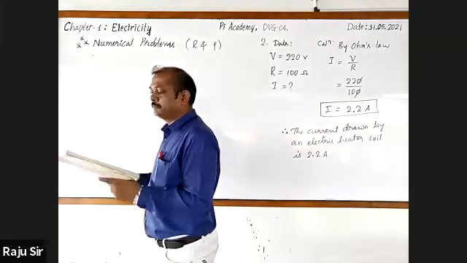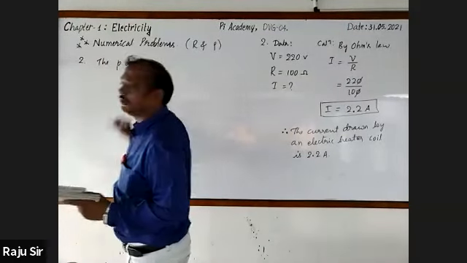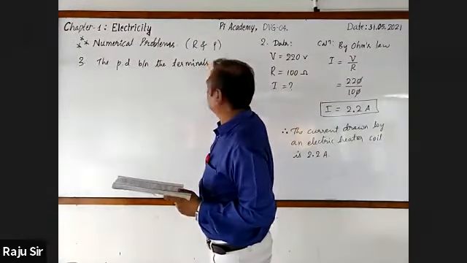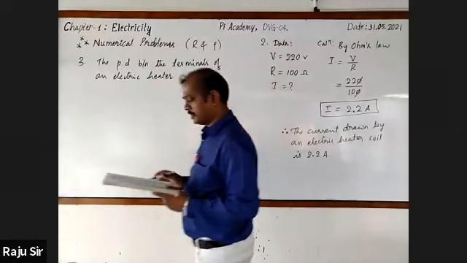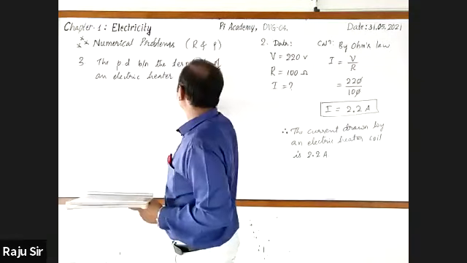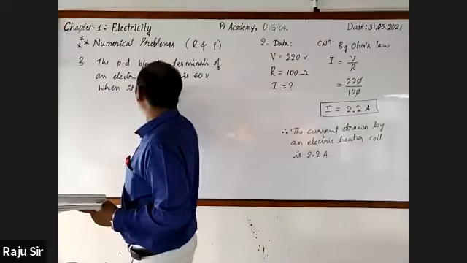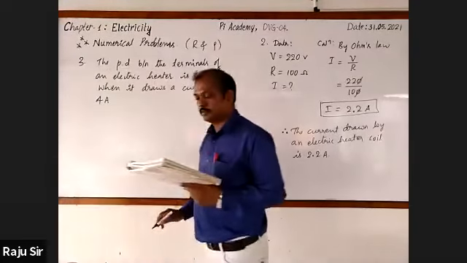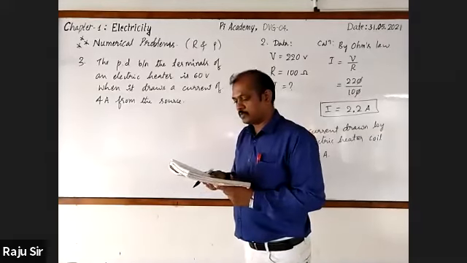The potential difference between the terminals of an electric heater is 60 volts, when it draws a current of 4 amps from the source. Full stop.